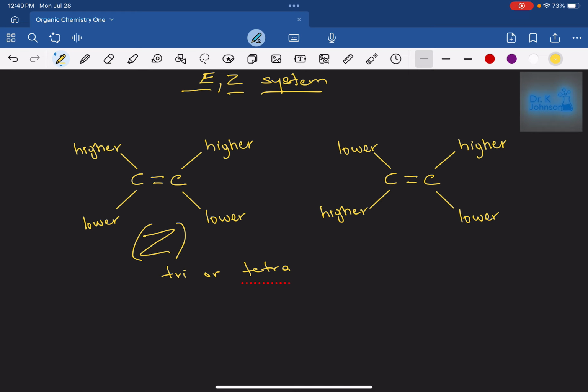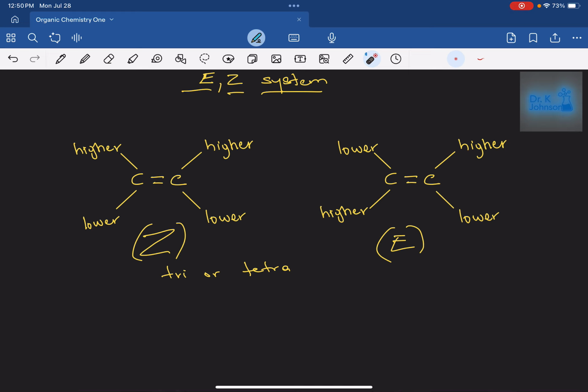Z is similar to cis. And when I say same side, whether higher is above or below, it's Z. It just needs to be on the same side of the carbon-carbon double bond. The example drawn here shows the groups of higher priority above. And if after you assign priority, your groups of higher priority are on opposite sides of your carbon-carbon double bond, then it's going to be E. So E is similar to trans. Carbon-carbon double bond, groups of higher priority, one is above, one is below, then it's E.